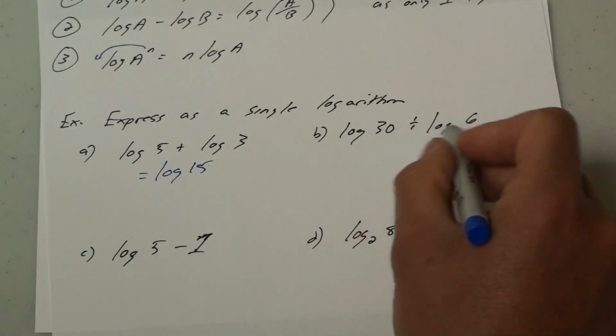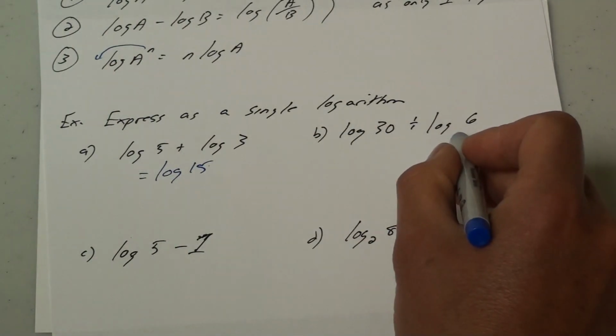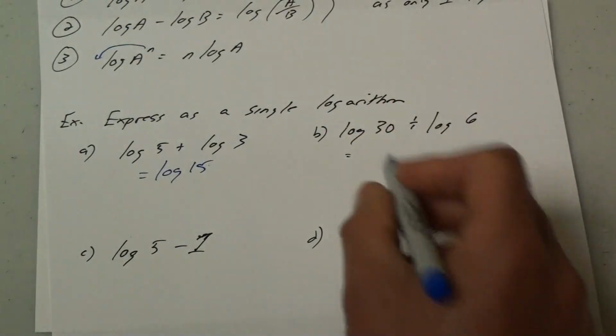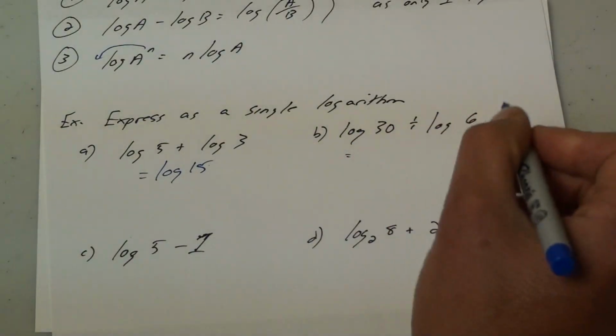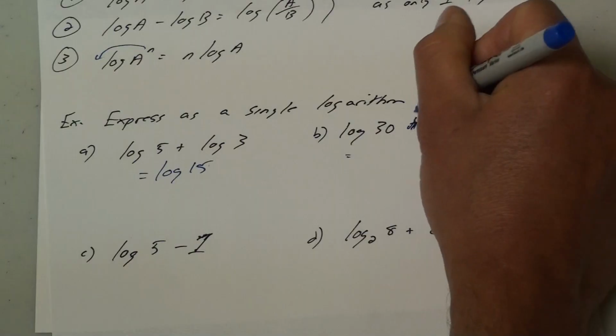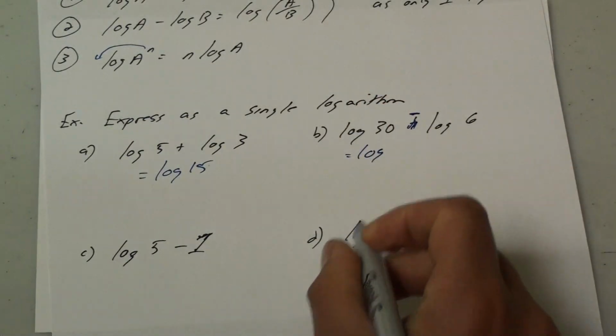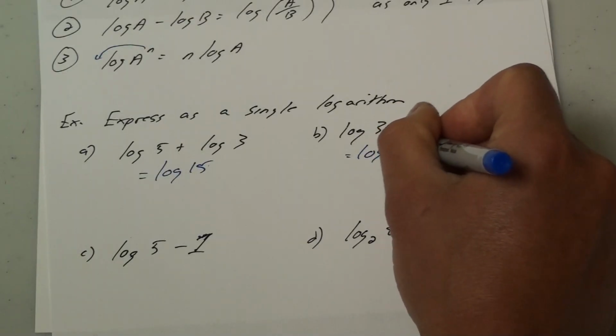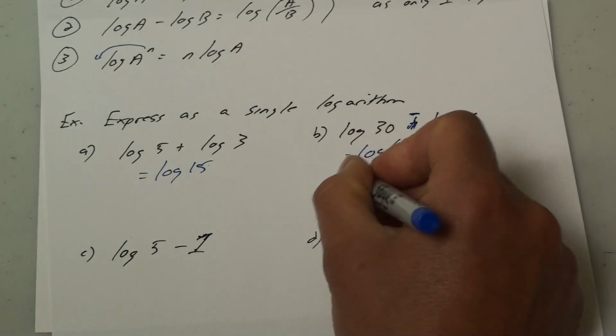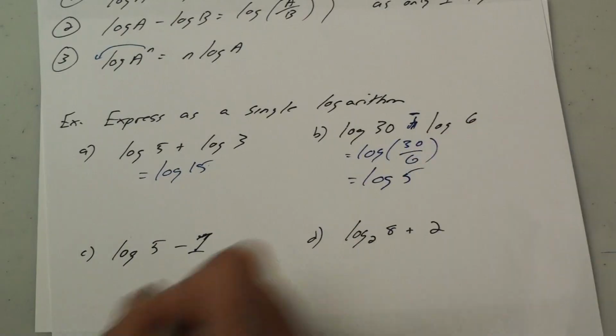Here I have two logarithms, subtracting, same base. I want to put it as one logarithm. This is the second rule, where subtraction means that you can divide. So that would be log 30 over 6. Subtraction means you divide, which is log 5.